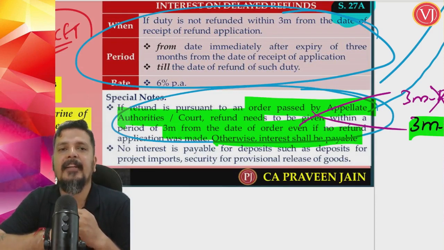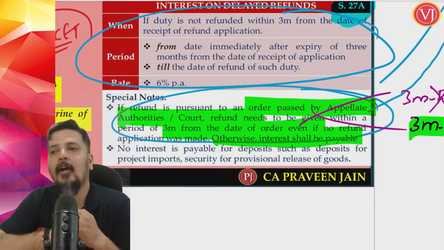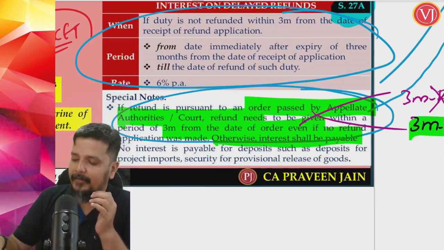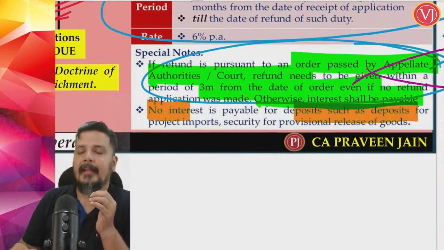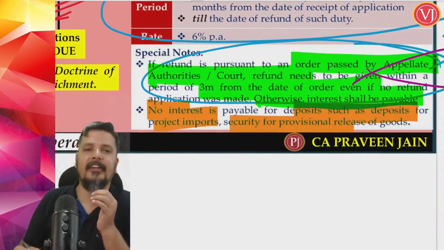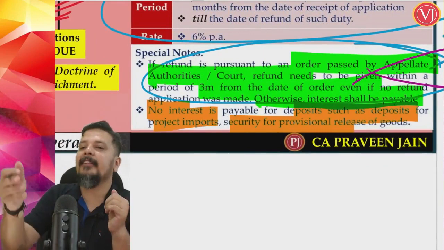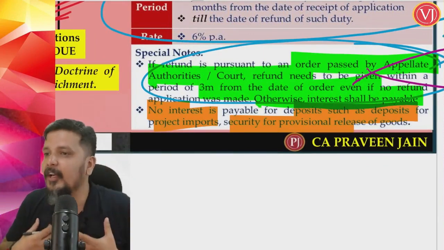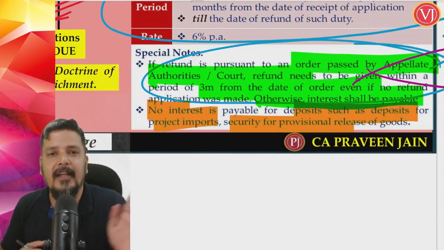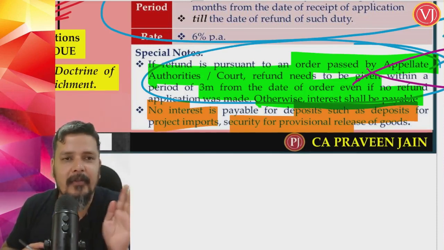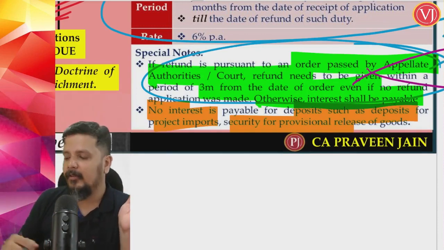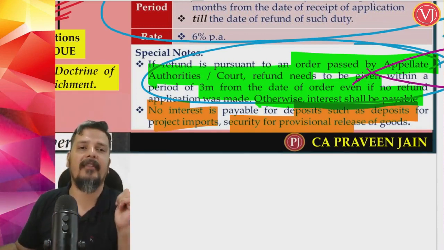At times, if the refund is because of an appeal order, 3 months will be calculated from the appeal order, not from the refund application. They have also clarified that we are not going to give you any interest on your deposits, be it your security deposit or project import deposit. A deposit is the amount that you are giving for security purposes. On these deposits, we are not going to give you any interest. So that is all about this very small topic called refund.